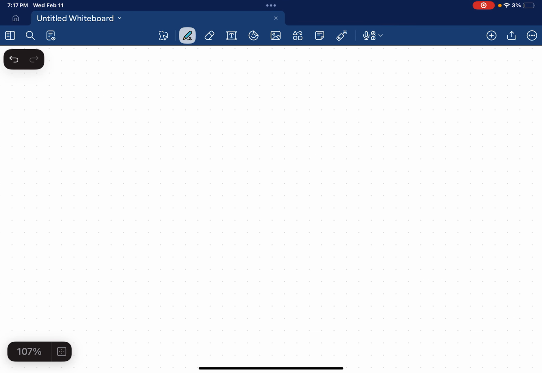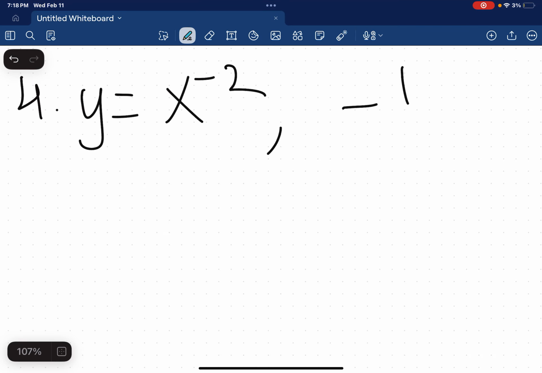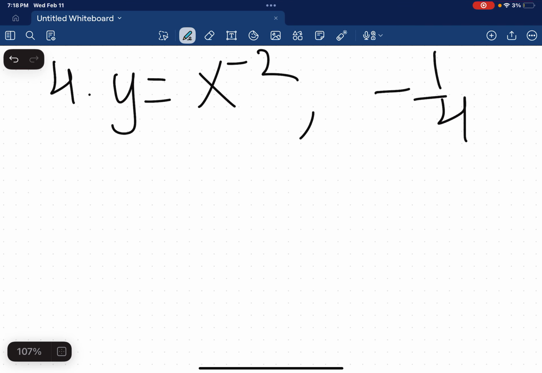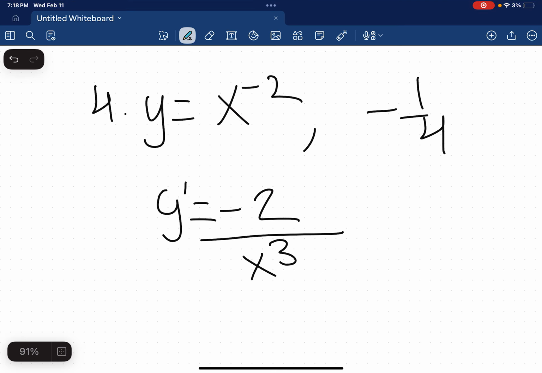Okay, on to the last one, number 4. So to find the coordinates of the point on the graph of y equals 1 divided by x squared, or x to the -2, where the gradient or the slope is -1/4. First, we need to find the equation of the slope. So y prime, remember power rule, we're going to get -2 divided by x cubed, which we actually showed earlier.